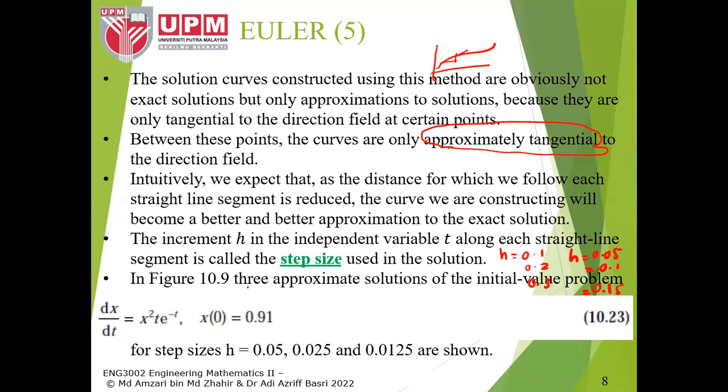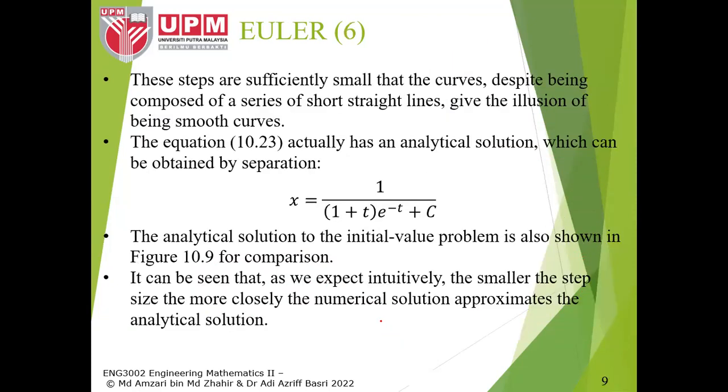So in figure 10.9, there are three approximate solutions of an initial value problem. For example, you have a function dx over dt is x squared t exponent negative t, when x is 0, the answer is 0.9. For the step size h, you have several steps, for example 0.1, 0.025, 0.0125. These steps are sufficiently small that the curve, despite being composed of a series of short straight line segments, gives the illusion of being smooth. The smaller the h, the more accurate the calculation.